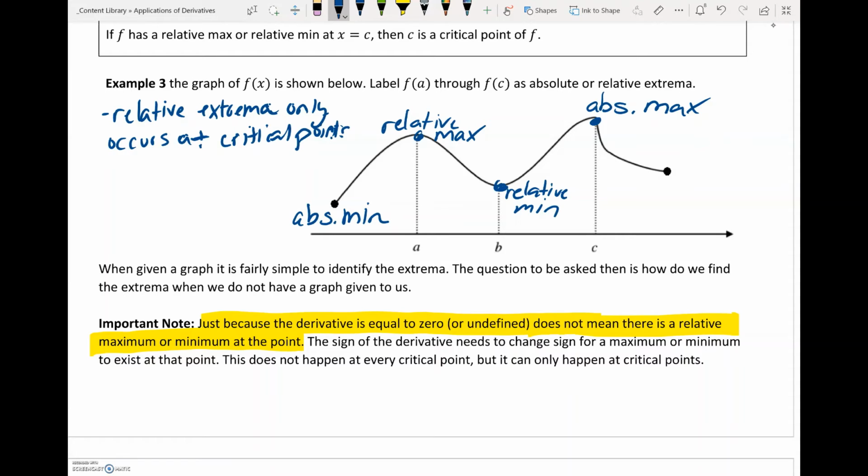In this case, your critical points are going to be x equals a, x equals b, and then your endpoints are included in there as well because we need to check the endpoints. So absolute extrema in this case occurs at critical points or endpoints.